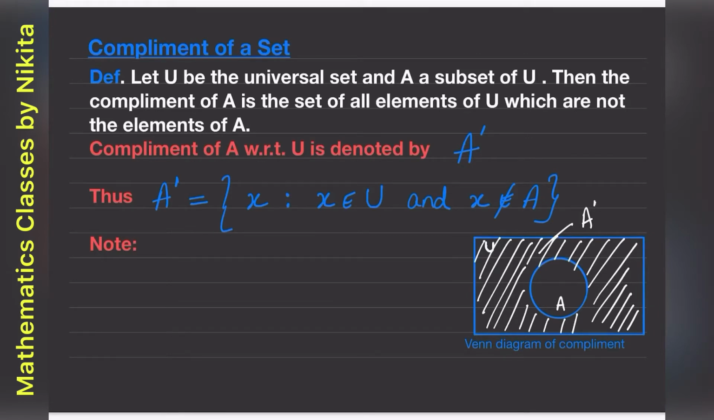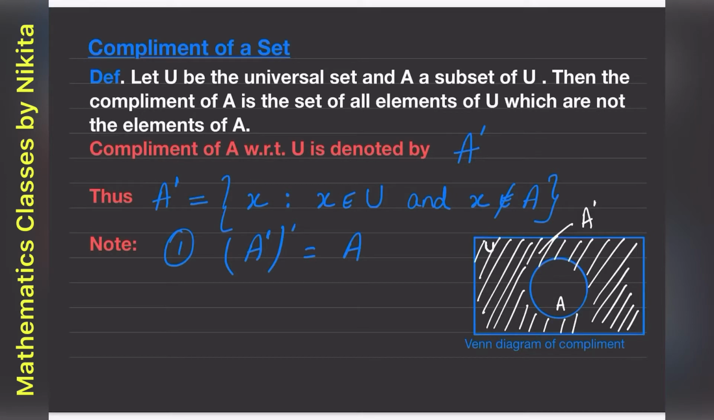Now note one thing, very important. First of all, A complement. So if I find the complement of A complement, then it will come out to be A itself. You can see from the Venn diagram also. Now if I take the complement of A complement, then I will get all the elements of U which are not there in A complement. So it will be A itself.